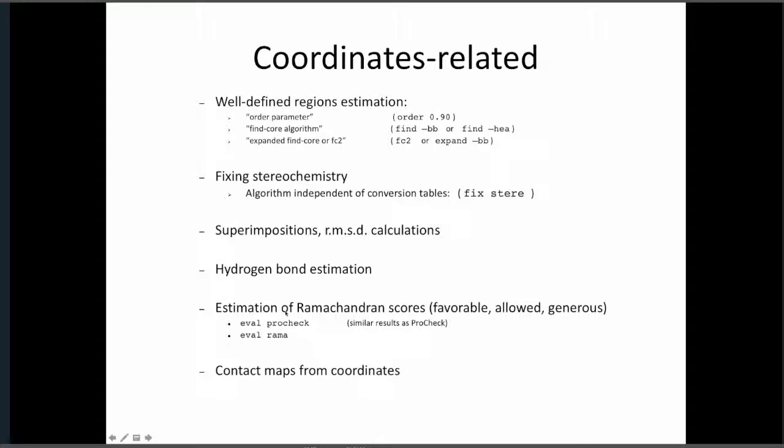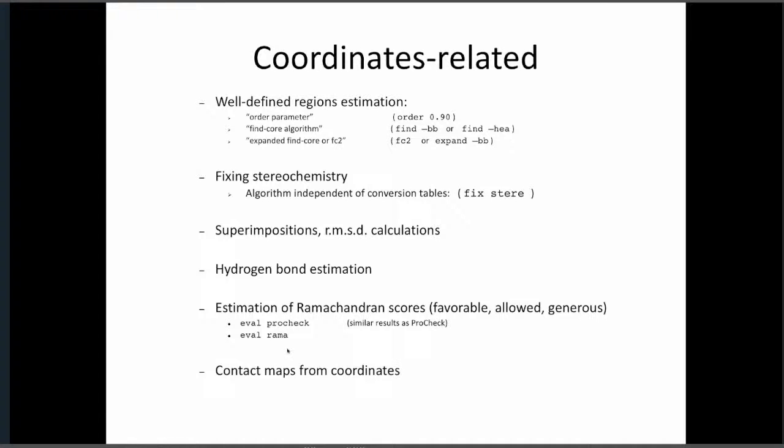And another part, for example, is that you can instantaneously get an estimation of Ramachandran scores, either with ProCheck, where you will get similar, if not the same results, because I use the same grading for the maps, or with another command called evaluation of Rama. This uses the Richardson map, so you get slightly different results. I will show you in a slide. And then there is processing or making contact maps, either from coordinates or from constraints, to compare and gain some insight into the results.